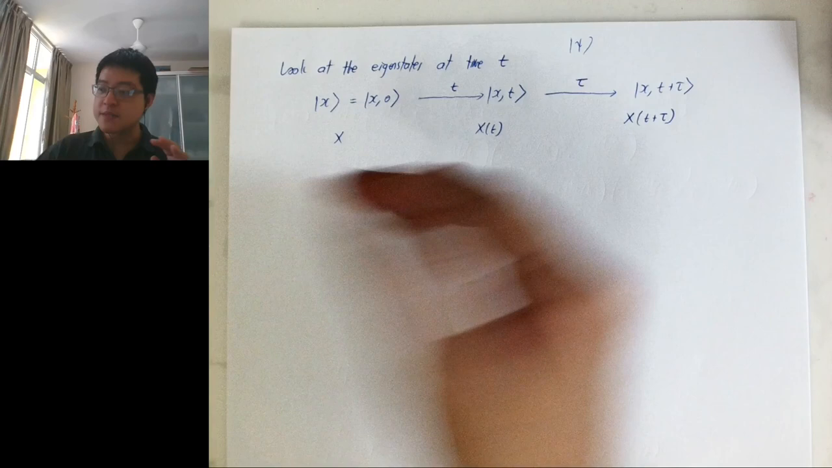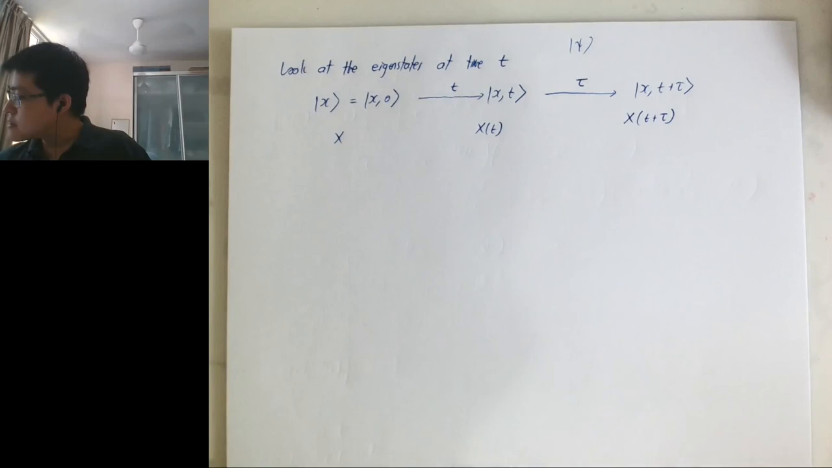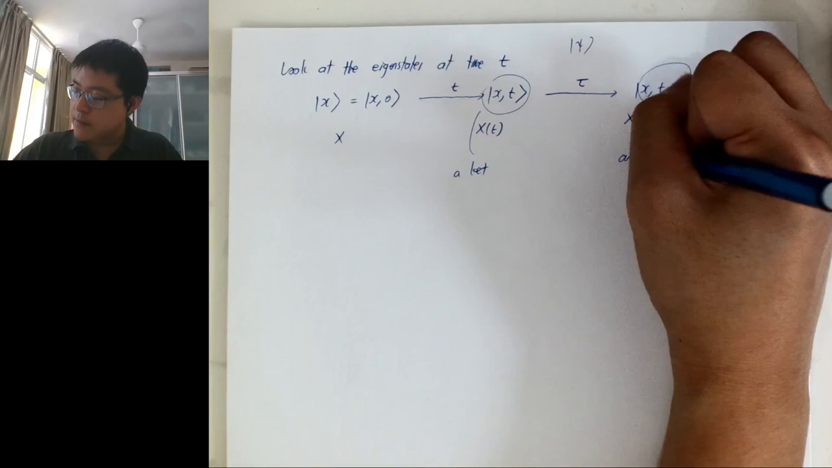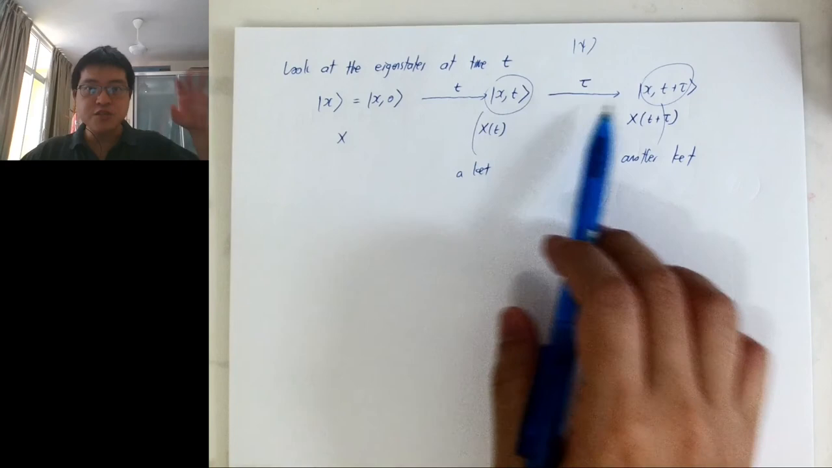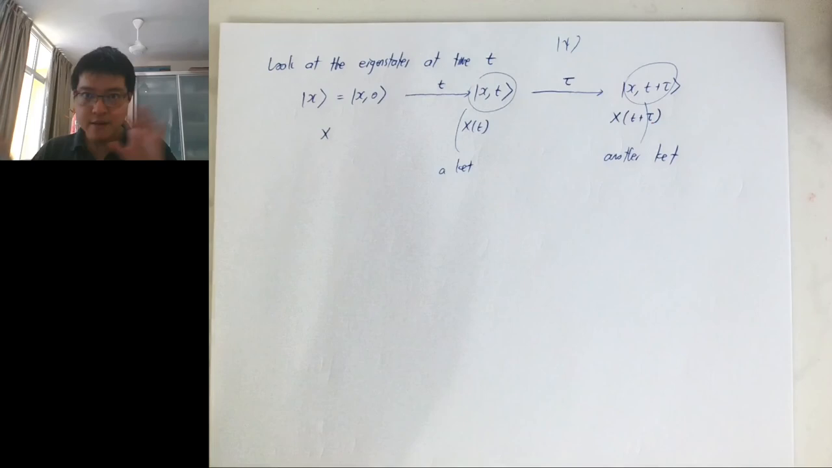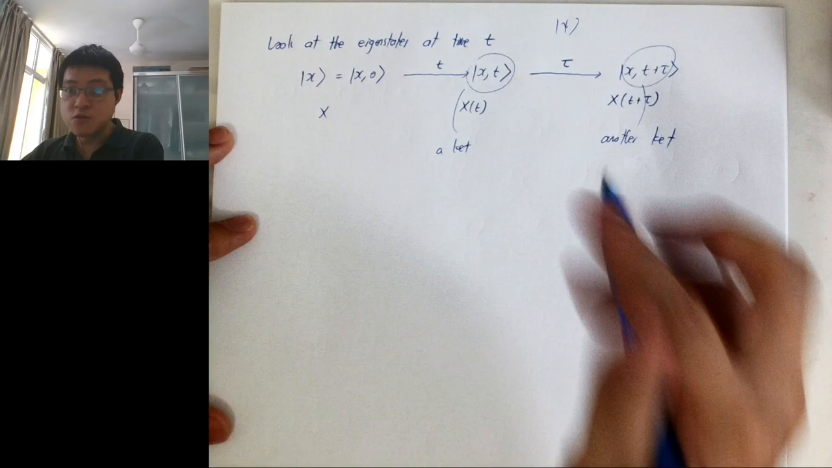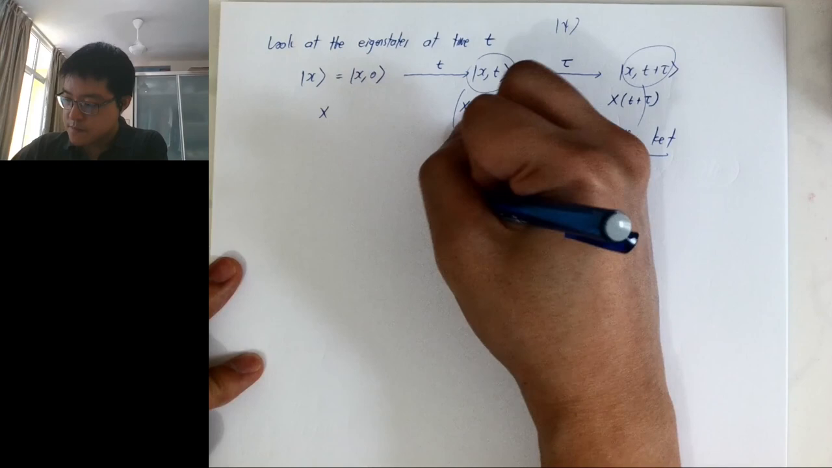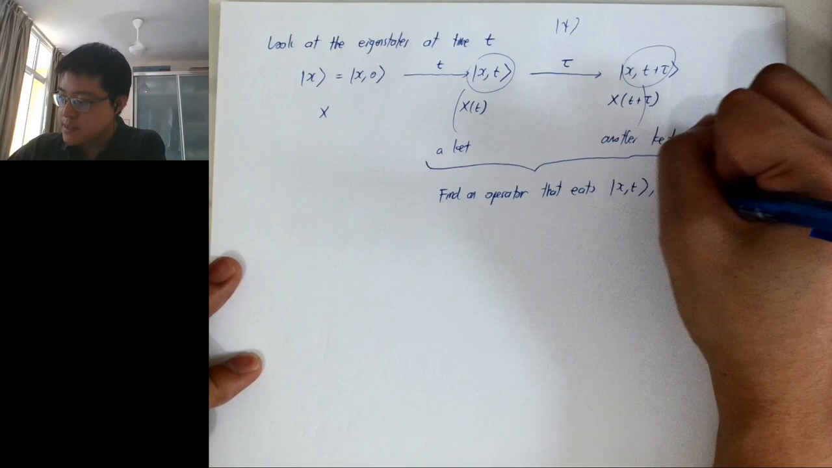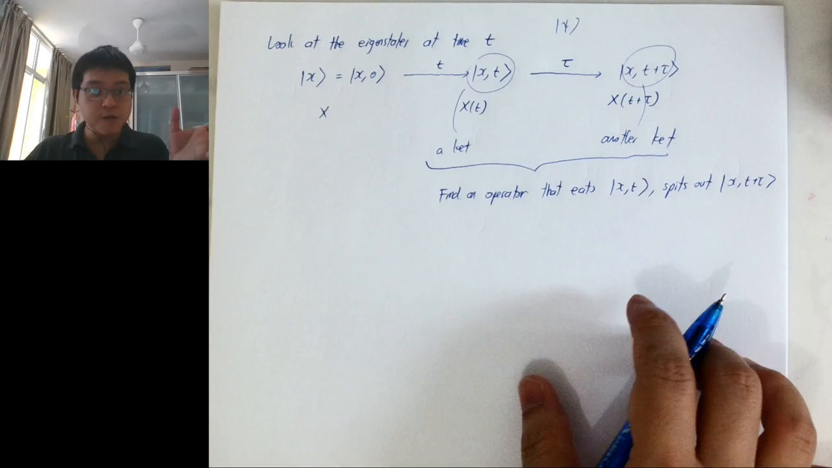Okay, and how do we find the time evolution? The key is like this. Basically, what we have here is a cat, and this is another cat. We are asking how this changes over time. As time t goes on, this cat will change into another cat. And what is the thing that eats a cat and spits out a new cat? An operator, another operator. So I want to find an operator that eats this cat and spits out this cat. Do you follow so far? Does that make sense?